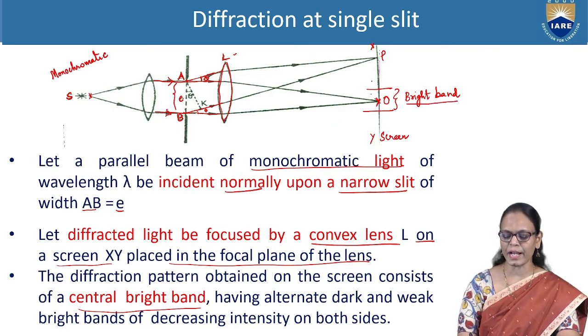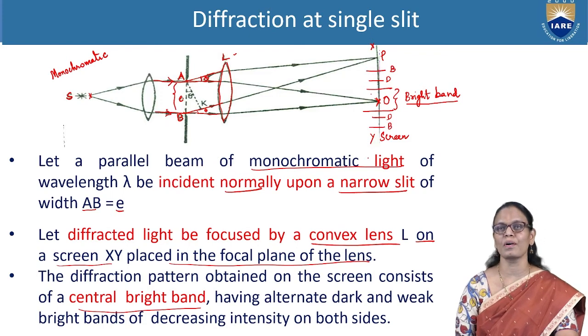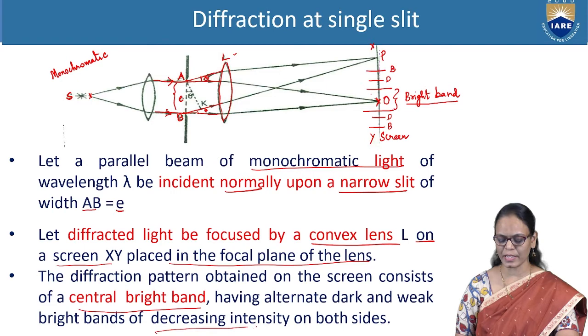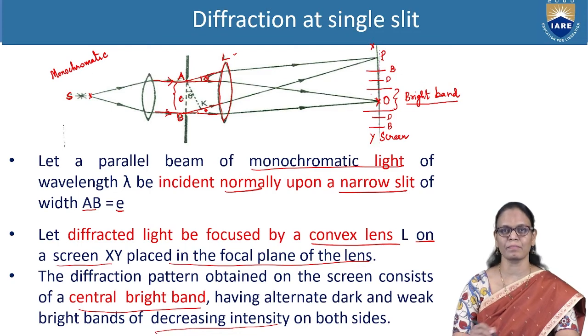And on either side of it, you will have a dark band. So this is a dark band. And then again, you have a bright band, and so on with decreasing intensity. The intensity of these bright and dark bands keeps on decreasing as we go away from the central band.